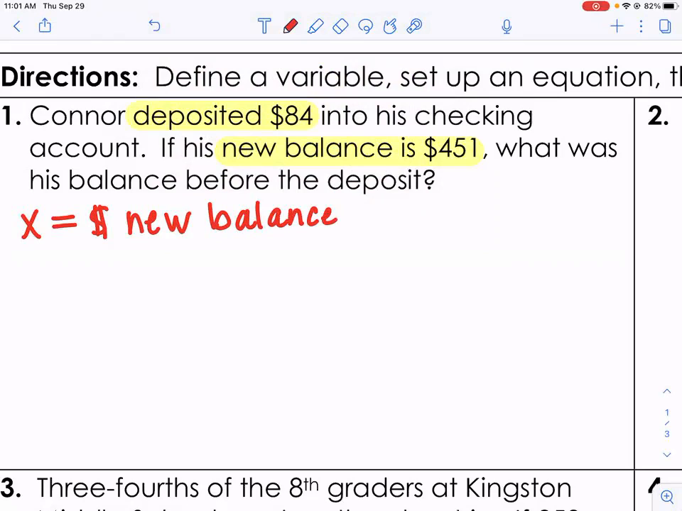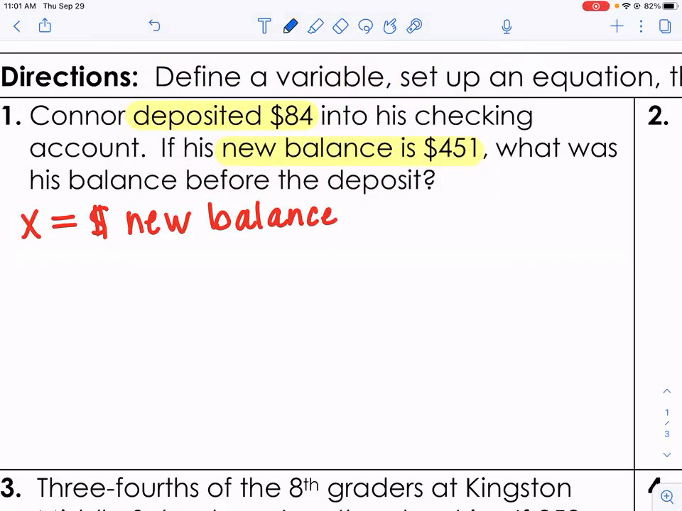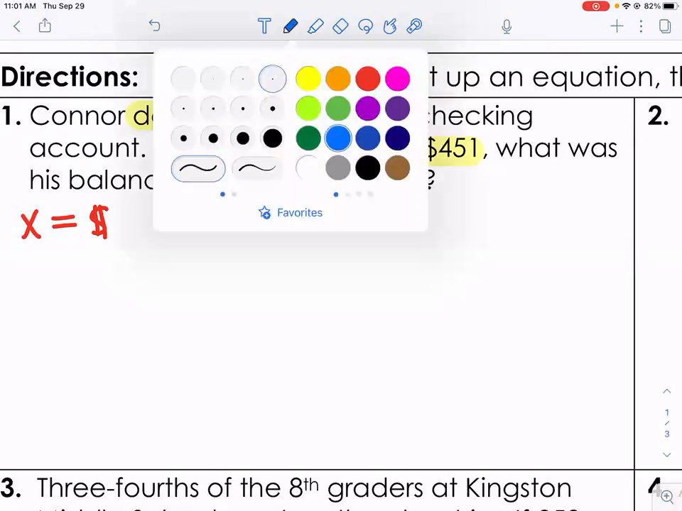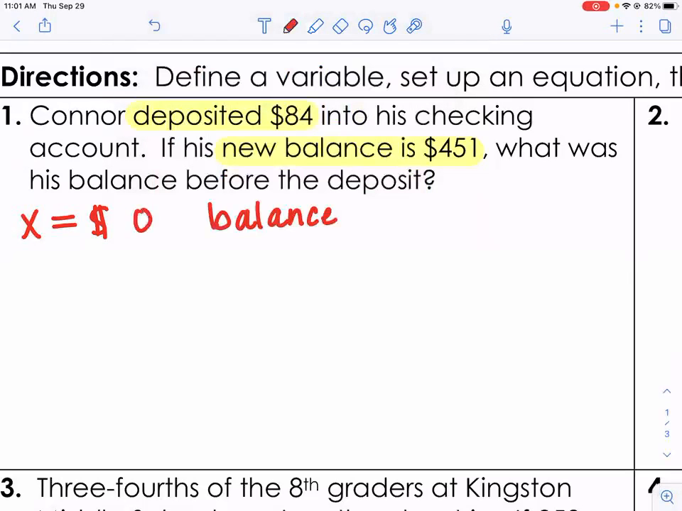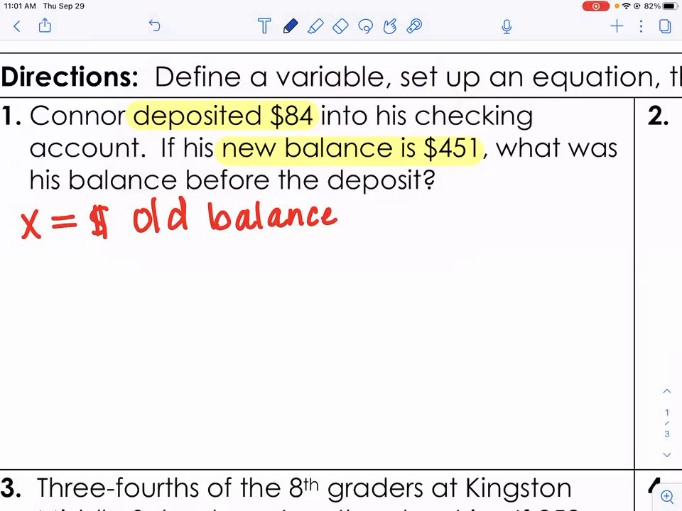Okay, so now we have defined our variable. Now we need to write an equation. Okay. We have a balance. We added $84 to it, and now we have a, oh, I wrote this wrong. Are we looking for the new balance? And you all just let me write that. Well, like, call me out. I'm a human. I make mistakes. It was Brady's fault.